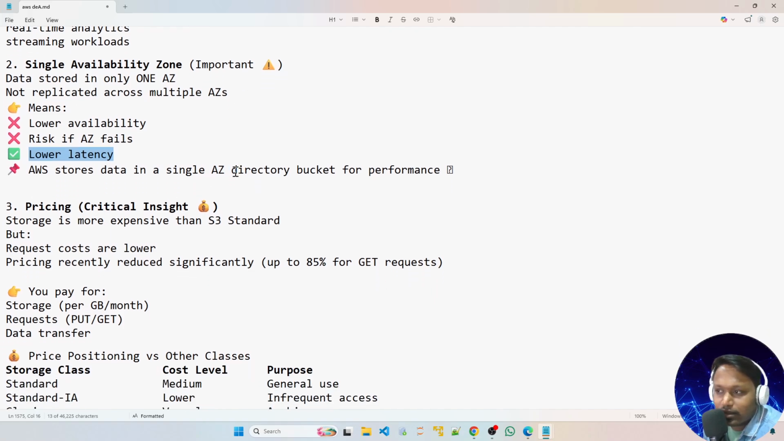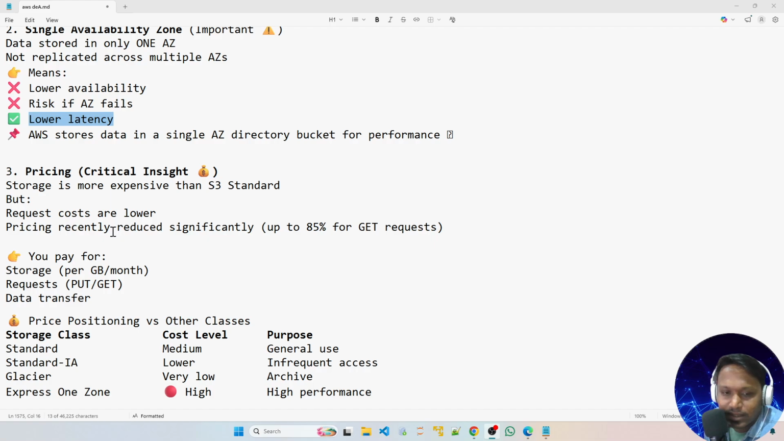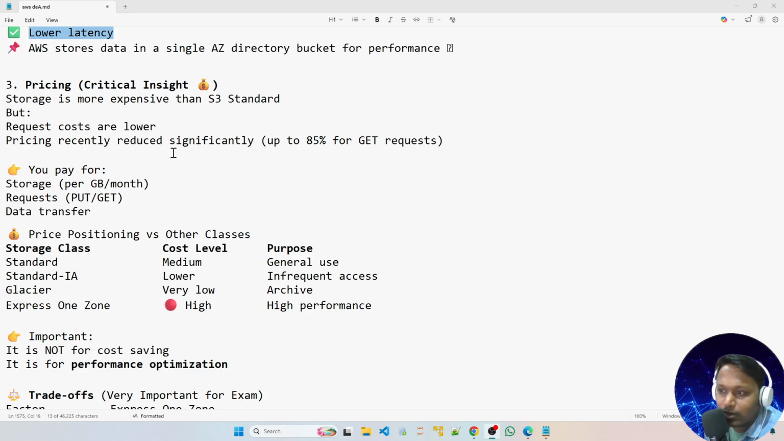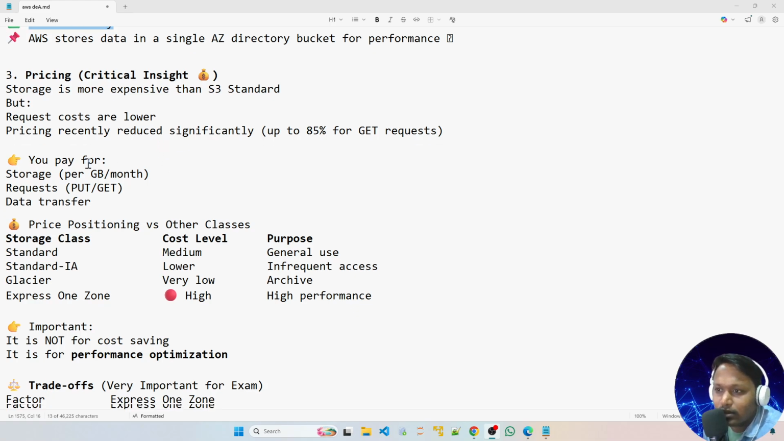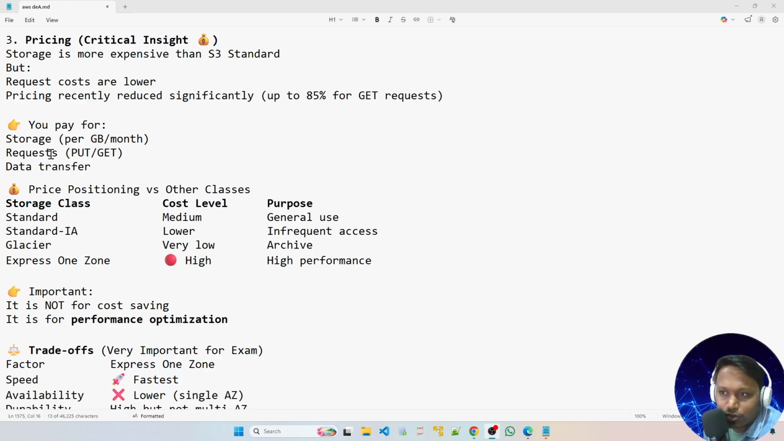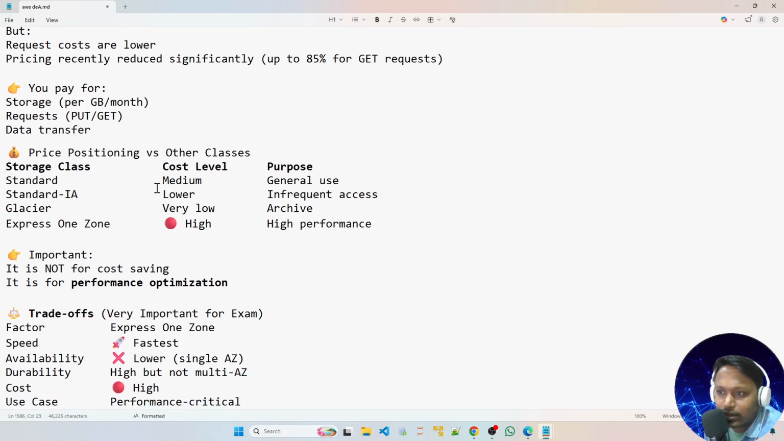AWS stores data in a single AZ directory bucket for its highest performance. Pricing wise, its storage is more expensive than S3, but request costs are much lower. Pricing was recently reduced significantly, up to 85% for GET requests, so this you must take into account. Then you have to pay for storage per GB per month, requests, PUT or GET, and data transfer.